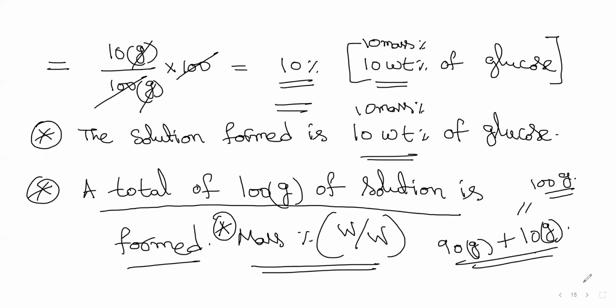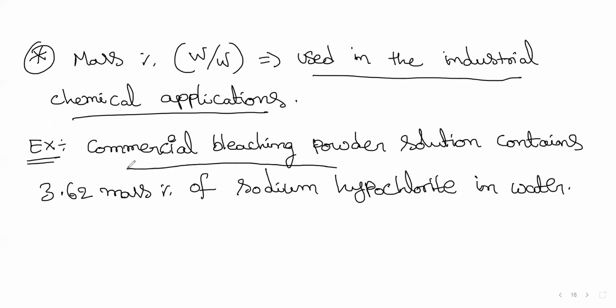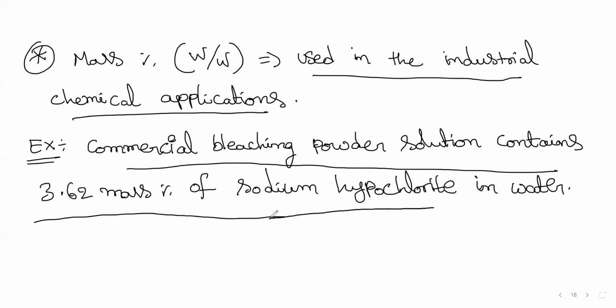So let's go to the next slide here. The mass percentage is also written as weight by weight. So it is weight to weight percent, and generally it is used in the industrial chemical applications. For example, the commercial bleaching powder solution contains 3.62 mass percentage of sodium hypochlorite in water. So this is the industrial application what we have with the mass percent.